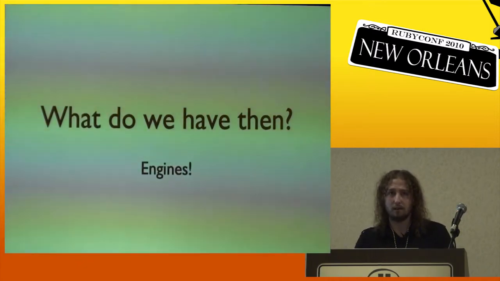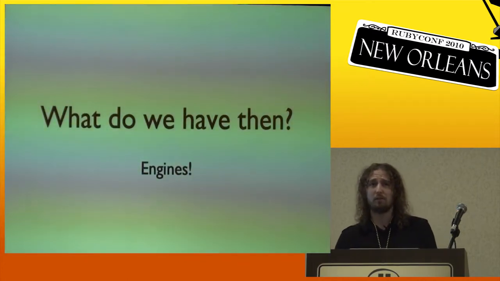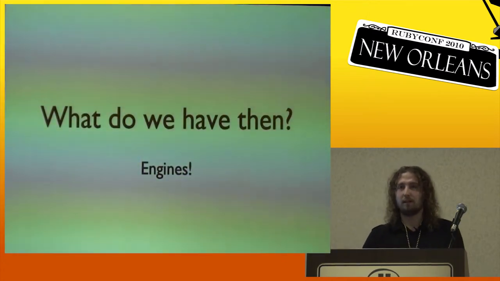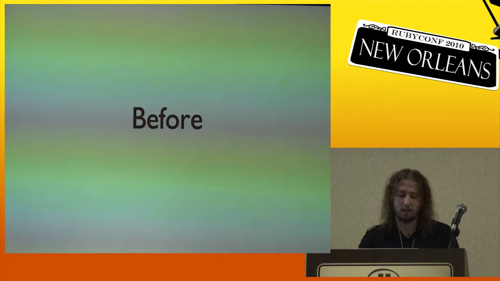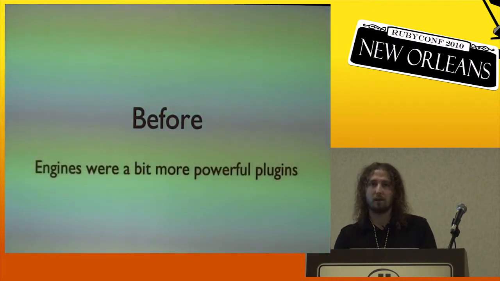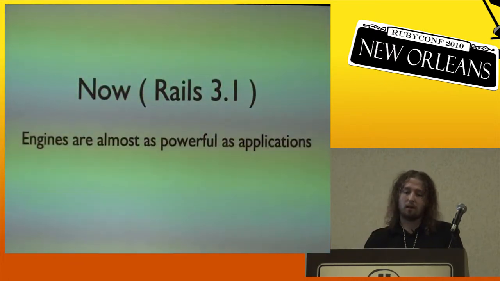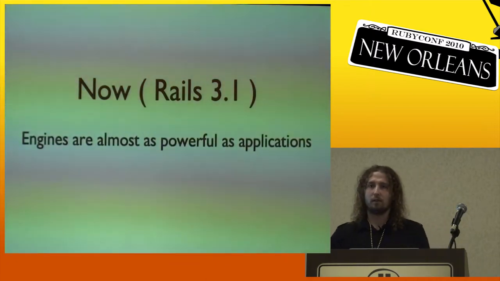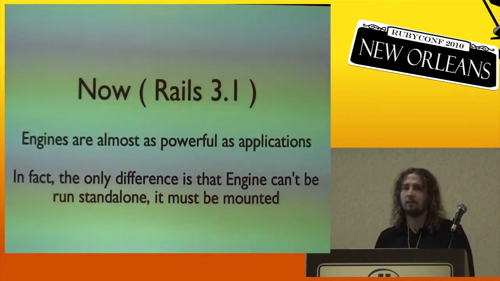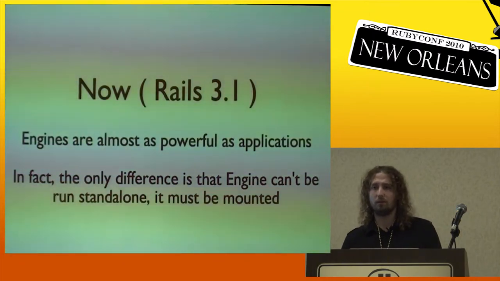We can use engines, and probably you would think that using engines is not a good thing, because we have had them since Rails 2.1, I think, and these are plugins with controllers, right? But before Ruby Summer of Code, engines were a bit more powerful plugins, and right now in Rails 3.1, engines will be almost as powerful as applications. So the only difference will be that you can't run an engine standalone, you must mount it into another application. But that's not a big issue for me.